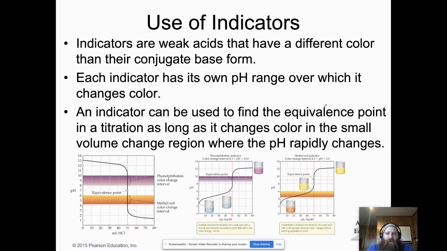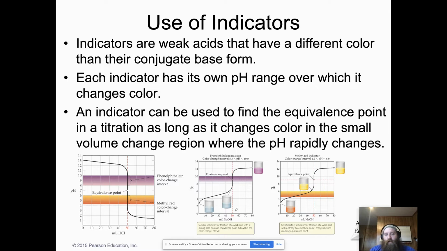We've talked about a pH meter. Let's talk about an indicator. What's an indicator? An indicator is a weak acid, or sometimes a weak base, that has a different color than its conjugate base form does. So over a specific range of pH values, that indicator will change colors. If you're trying to figure out the equivalence point for a titration, then the indicator will give you the range at which it is occurring.